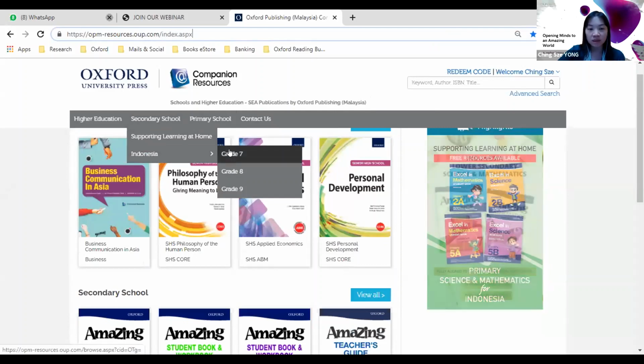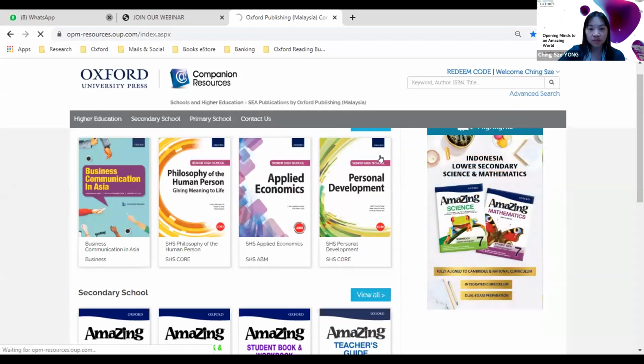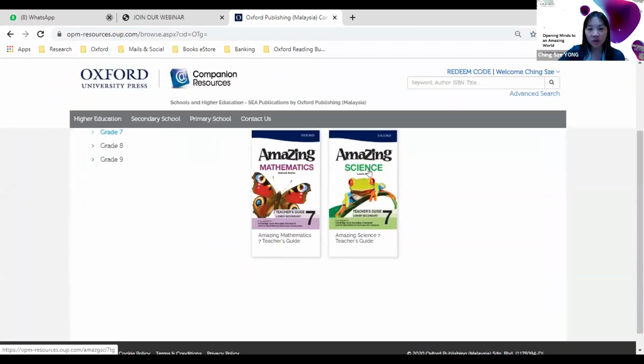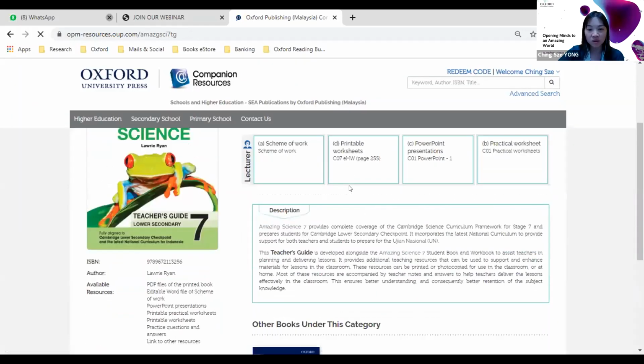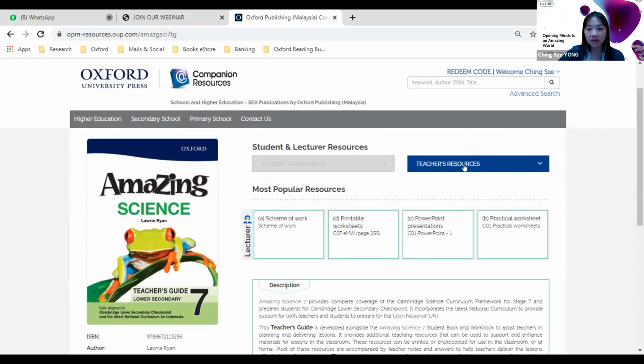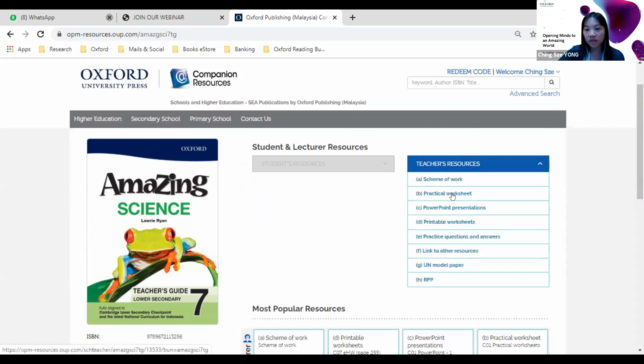So for secondary, I have grade 7, grade 8, and grade 9. So grade 7, these are resources for amazing science. So these resources, we have tailored it specifically for teachers. So for example, I click onto it. Because I have registered for these resources, these are all the resources available. So you will see that there's a scheme of work here. There are practical worksheets, there are PowerPoint presentations. So a number of the materials which Ms. Mariana presented actually comes from these resources. So these are the printable worksheets where, if you're conducting online classes, you can send them to your students and your students are able to use them. All right, so I will click on an example of a scheme of work.